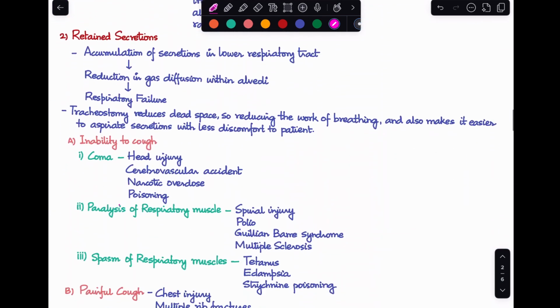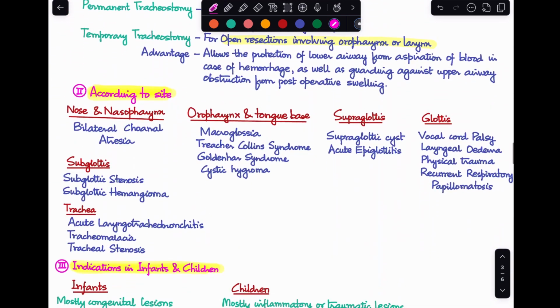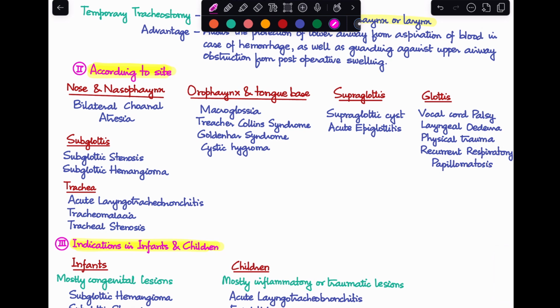Let's move on to our second classification and indication, which is based on the site involved. Now, according to the site, if the nose or nasopharynx is the site involved, the cause over here would be bilateral choanal atresia. Moving on to oropharynx and tongue-based causes of tracheostomy would be macroglossia, Treacher-Collins syndrome, Golden hour syndrome, and cystic hygroma. Moving on to supraglottis, the causes could be supraglottic cyst or acute epiglottitis. Moving on to glottis, there could be vocal cord palsy, a bilateral abductor palsy, laryngeal edema, physical trauma, and even cases of recurrent respiratory papillomatosis.